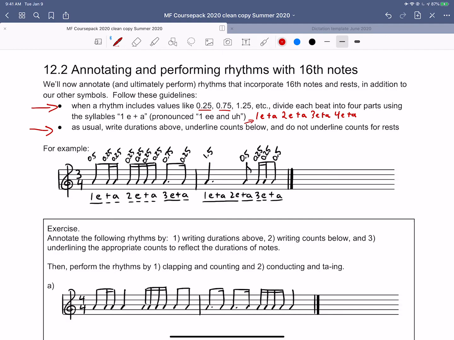And our practice is to not underline counts for rests. So let's take a look at this example here. What we have on top are the values of the notes. So let's break this down a little bit. Here, this first note, notice how it has a stem and it has a beam that's connecting it to the other notes in that first grouping. So this is an eighth note, so it gets 0.5 of a beat. But that beam connects us to two 16th notes. So notice how they have two beams between them. And since these are 16th notes, they each get 0.25 of a beat.